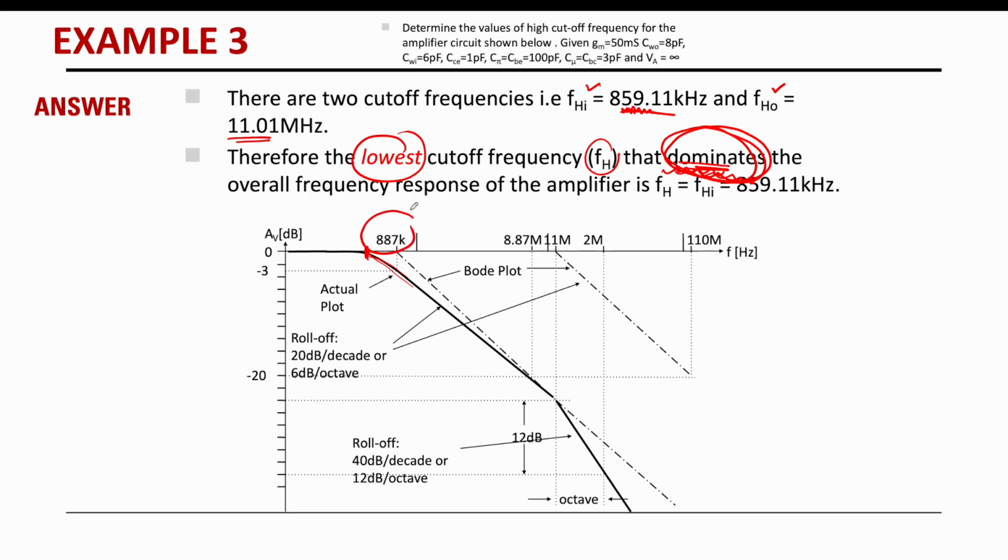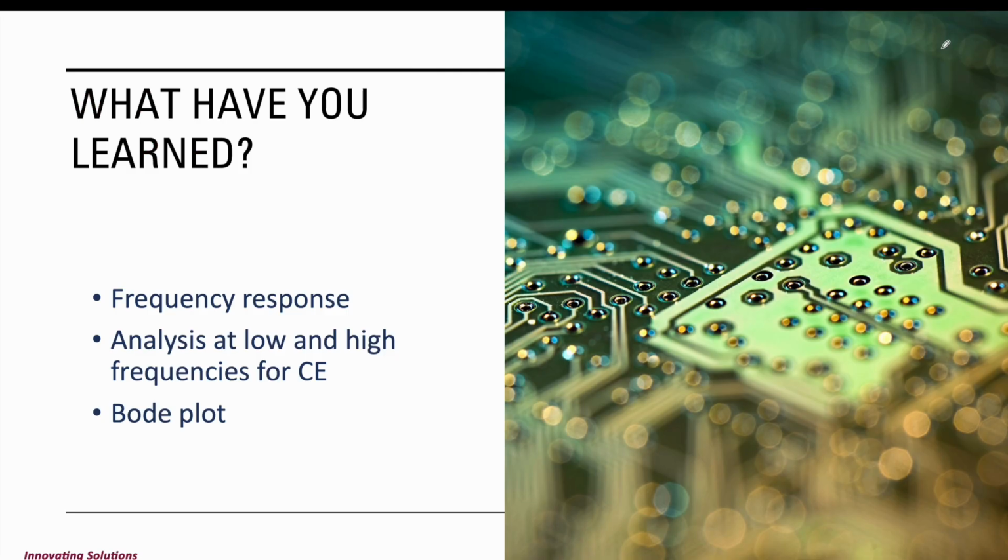It means that at this particular frequency, your gain will start to reduce. So your answer is going to be 859.11 kilohertz. Remember, the dominant frequency between the higher and the lower is always opposite to each other. For lower frequency, the one that dominates is the higher value. But for higher frequency, the one that dominates is the lower value. You need to choose the lowest value. Alright, I think that's all.